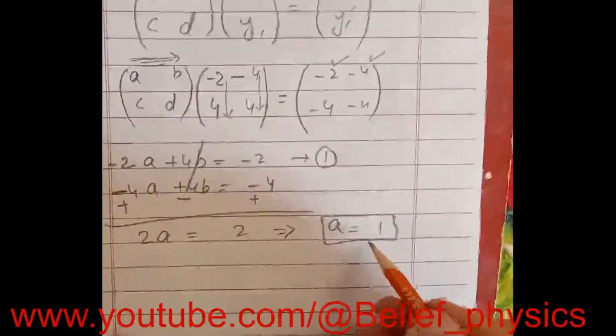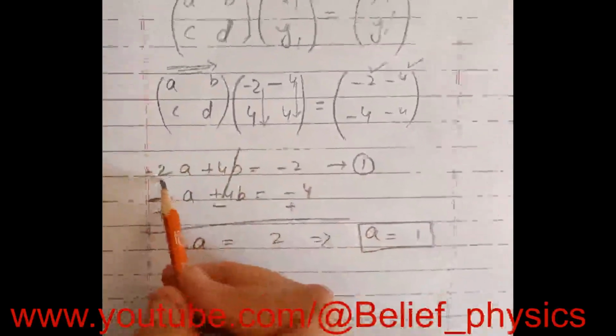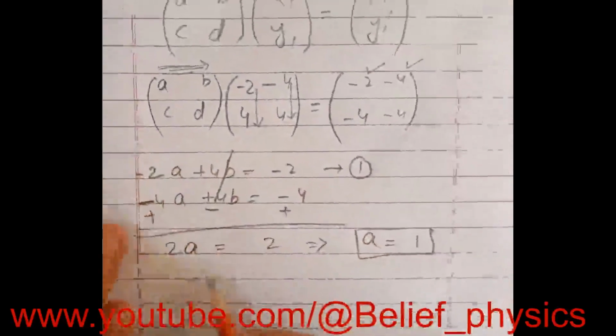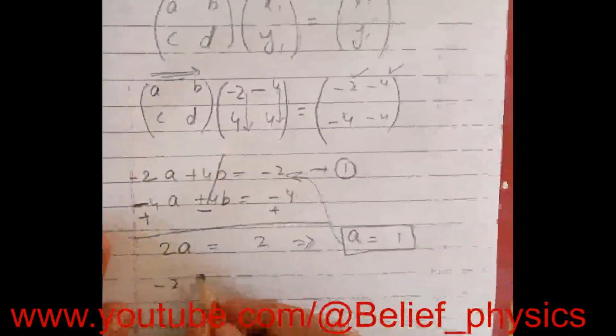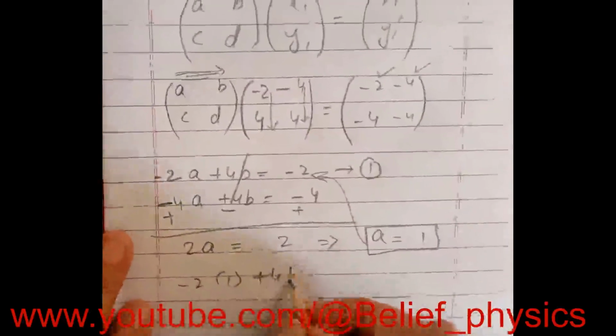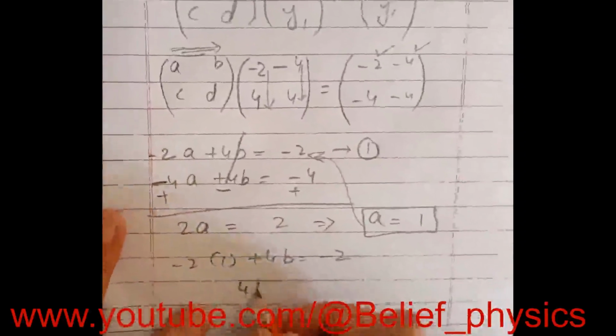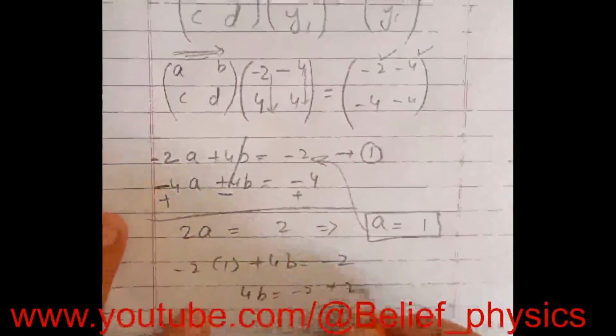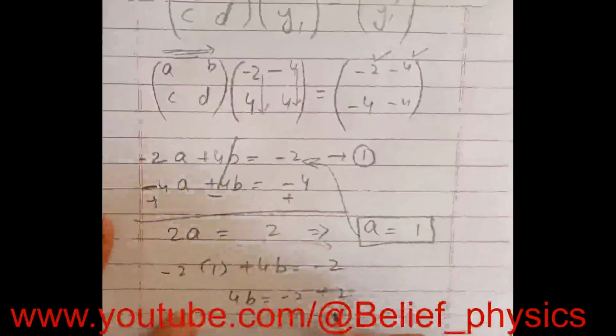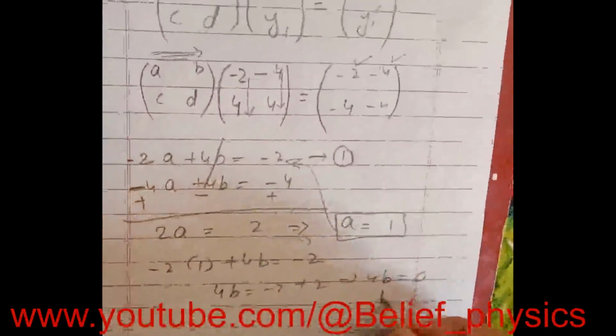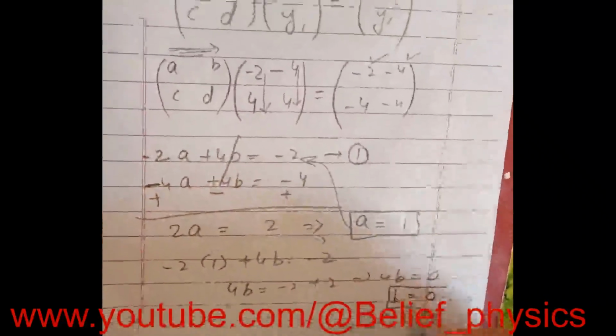If I put a into this equation, then -2 into 1 plus 4b is equal to -2. So 4b is equal to -2 plus 2, which implies 4b is equal to 0. So we get b is equal to 0. Now we find c and d.